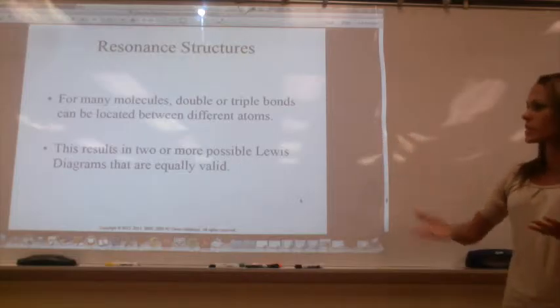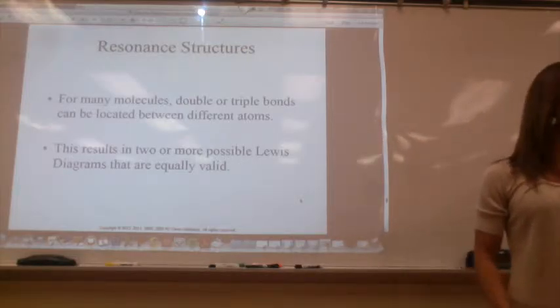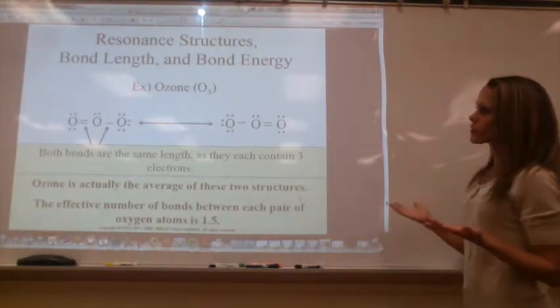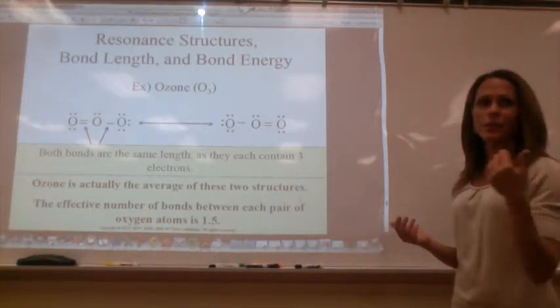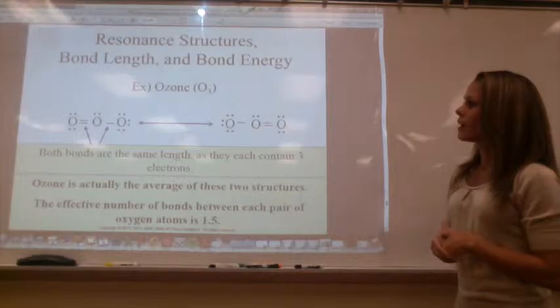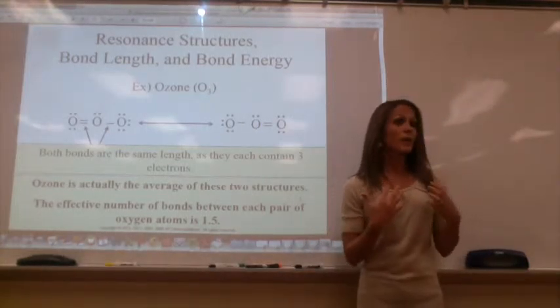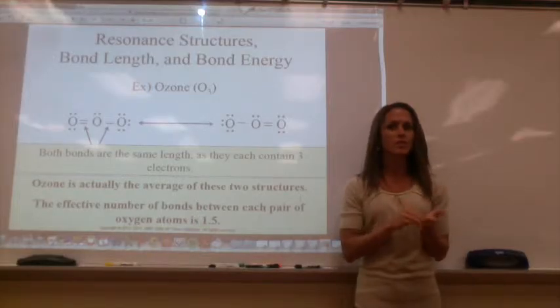They can be located between different atoms, and then this gives us possible Lewis structures that would be different. And we have to draw them all. So ozone. If we draw ozone, we end up with 3 bonds. We can put a double bond on the left side or the right side, but it doesn't really matter. The question that they like to ask, and this is probably one of my favorite questions too, because students just need to drill this into their heads. It is not 2 bonds and 1 bond.